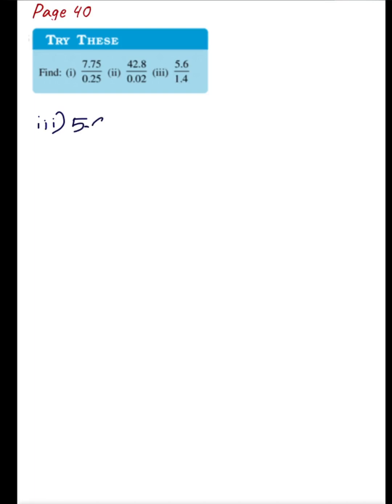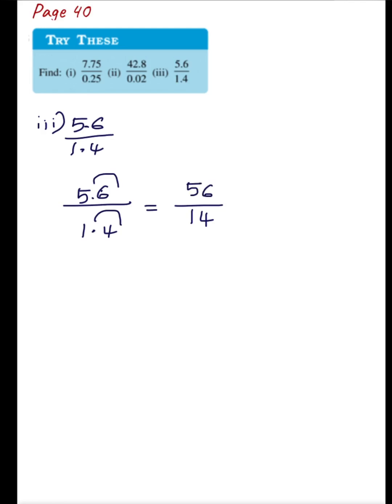The third question is 5.6 divided by 1.4. 5.6 divided by 1.4. We have to remove the decimal point in the denominator first. In order to remove the decimal point in the denominator, you have to move this decimal point by 1 place, so that the denominator will become 14. Since I have moved the decimal point by 1 place in the denominator, I have to do the same in the numerator also. Moving this decimal point by 1 place means it will reach here, so that the numerator will become 56.